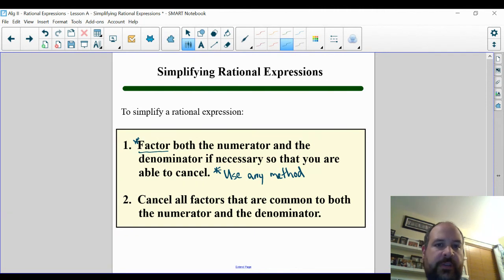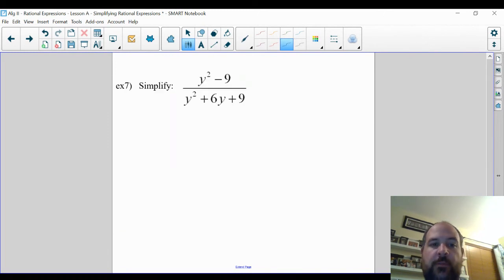At this point in the game, we should be always planning on factoring completely, meaning look for a GCF, then start looking for those other factoring methods. Second step, once we've factored, is you're going to cancel out the common factors in both the top and the bottom of the fraction. So let's look at number 7.